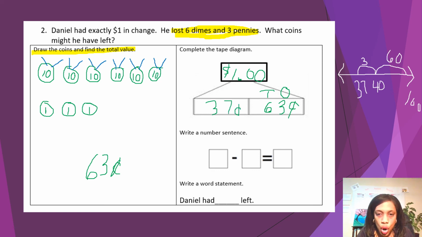So therefore, 100 minus 63 equals 37. And Daniel is left with 37 cents. All right, scholars, let's go to the next slide.